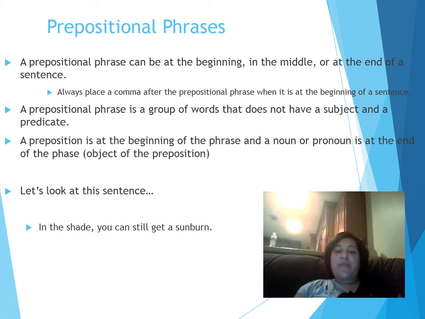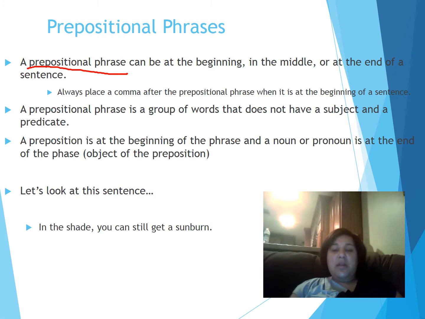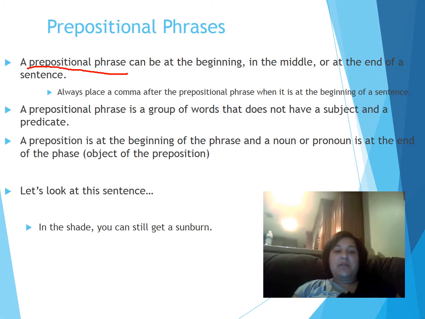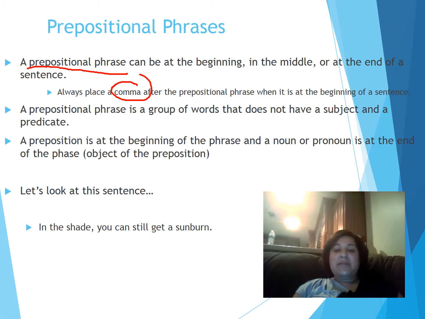What is a prepositional phrase? A prepositional phrase can be at the beginning of the sentence, in the middle of the sentence, or at the end of the sentence. Remember that you always have to place a comma after the prepositional phrase when it's at the beginning of the sentence. A prepositional phrase is a group of words that does not have a subject and a predicate. A preposition is at the beginning of the phrase, and a noun or pronoun is at the end of the phrase. Object of the preposition is what it's called.